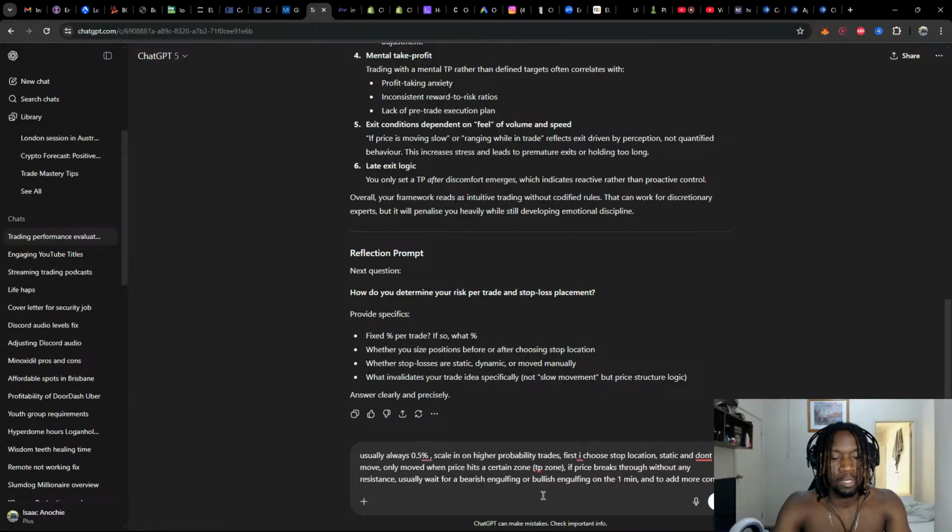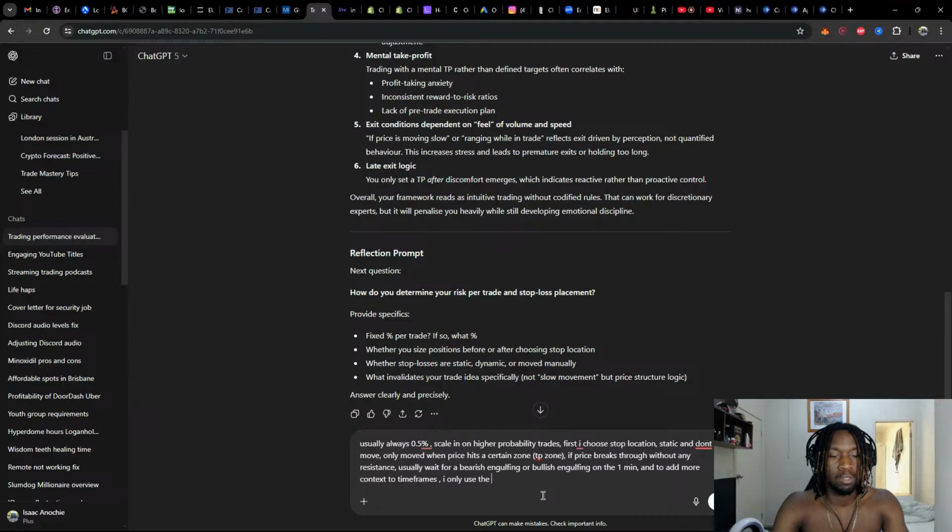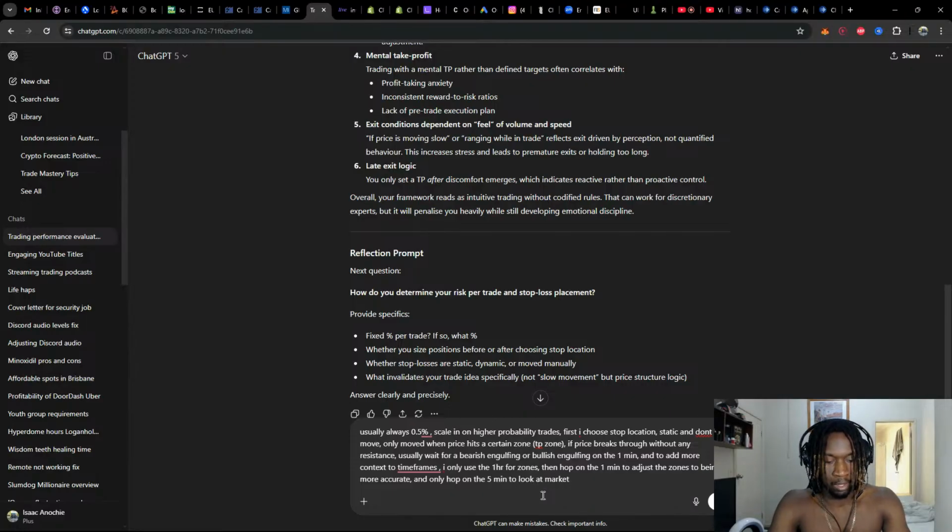And to add more context to time frames, I only use the 1 hour for zones. Then I hop on the 1 minute to adjust the zones to being more accurate, and only hop on the 5 minute to look at market direction when I zoom out.